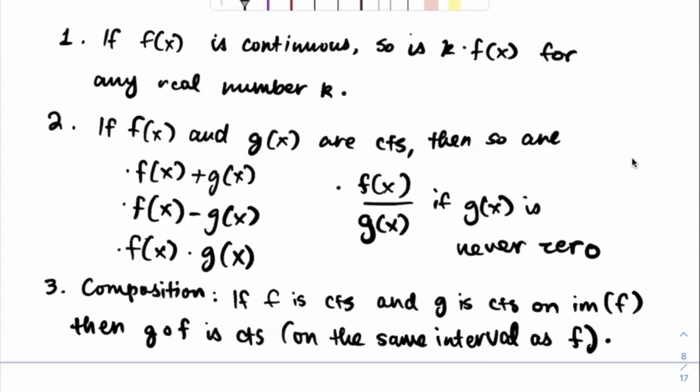And remember that a function is continuous if it's defined at a point and the limit as you approach that point exists and is equal to the value of the function. So if we know that a function is one of these functions on the list of continuous functions, and we're asked what's the limit of the function, you can just substitute directly because we know that the function is continuous.